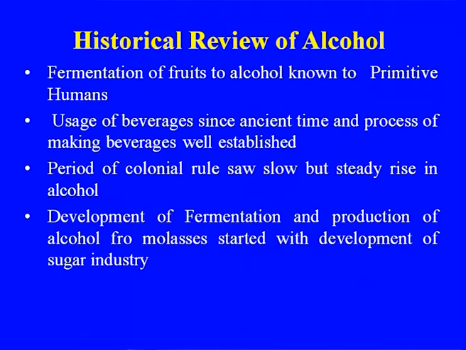Fermentation of fruits to alcohol was known to primitive humans, with usage of beverages since ancient times, and the process of making beverages well established, though it was smaller scale operation earlier. The period of colonial rule saw a slow but steady rise in alcohol production. Development of fermentation and production of alcohol from molasses started with the development of the sugar industry. The number of sugar mills increased, molasses was produced, and the molasses was made available to the fermentation industry for making alcohol, which we call the distillery.